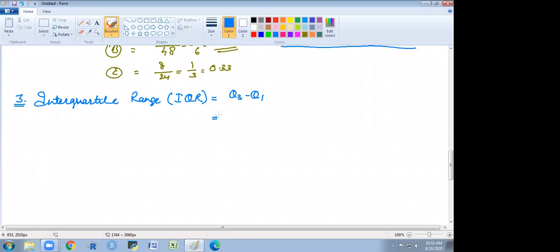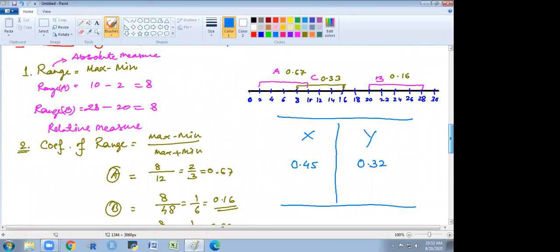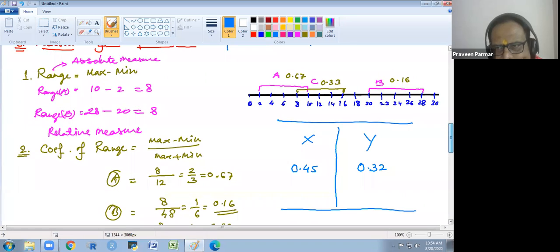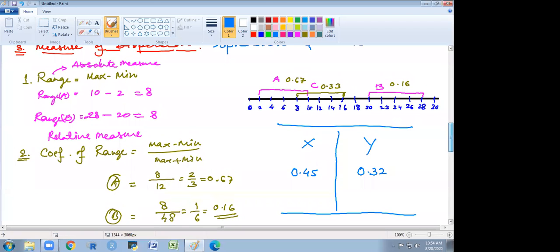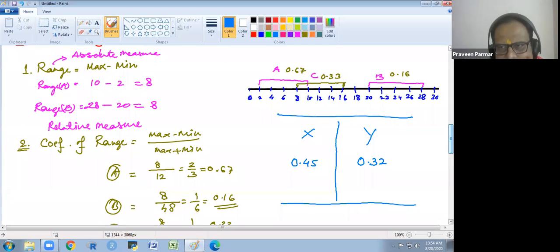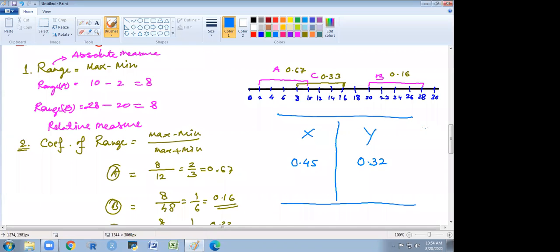Sir, I have a doubt. Is it always necessary that if the coefficient of range is high, then the data values will be low, or vice versa? If the coefficient of range is high, then the data points consist of low values. Is it always true? Do you have some exceptions, some exceptional case?